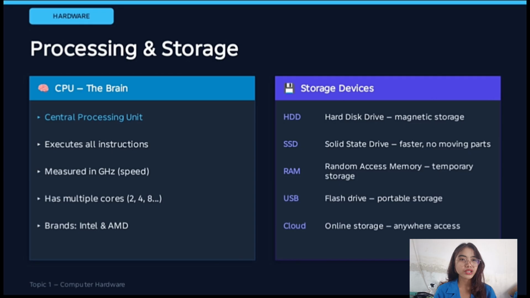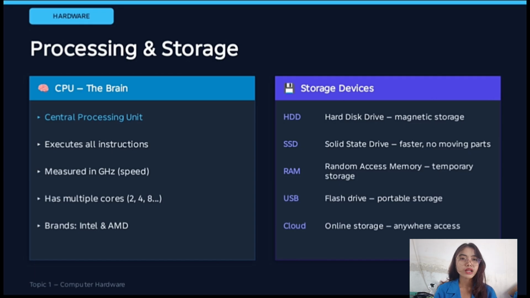Now, for storage devices, these are used to save and keep data in the computer. There are several types. HDD, hard disk drive, uses magnetic storage. It's the traditional type. SSD, solid state drive. It is faster than HDD and has no moving parts.